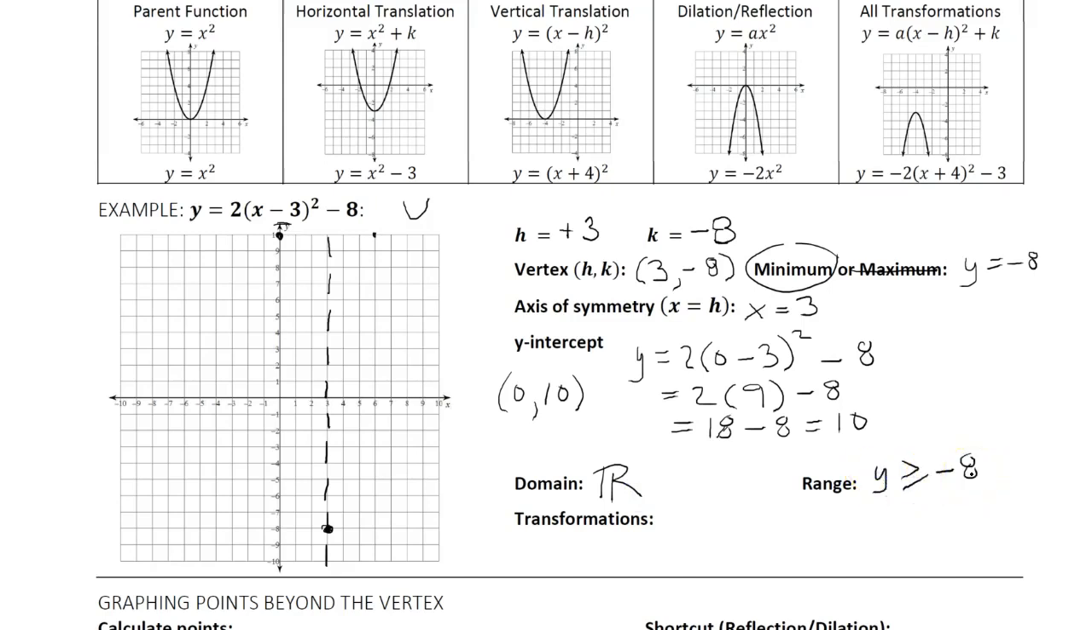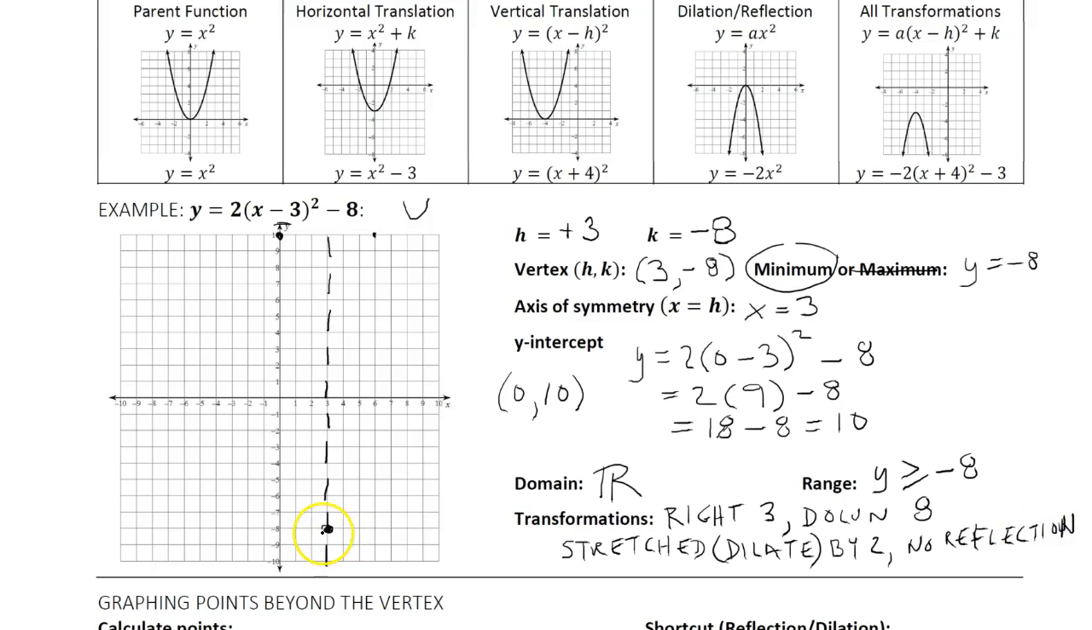For vertex form, we will label the transformations. Look at the vertex. It is right 3 units from the origin. It is also down 8 units from the origin. A is 2, so it is stretched or dilated by a factor of 2. The parabola faces upwards, so there is no reflection.